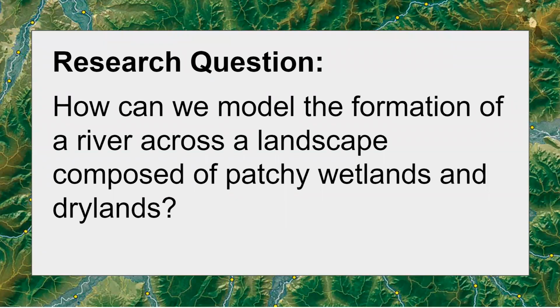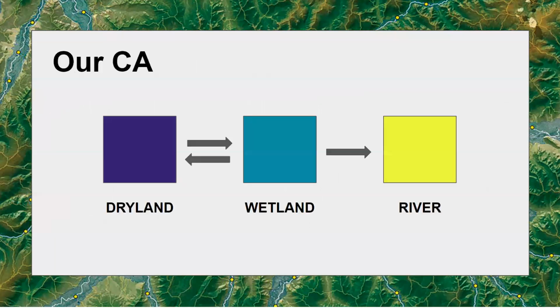Our research question that we're addressing with our CA is how can we model the formation of a river across a landscape composed of patchy wetlands and drylands? The CA that we developed to describe our system is a 3-state system, which you can see on this diagram. Each cell on our 2-dimensional array represents a 50 square meter area on the landscape, and cells can take on one of 3 states: dryland, wetland, or river.